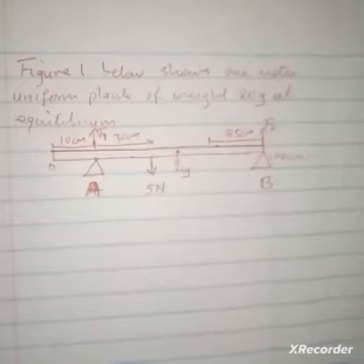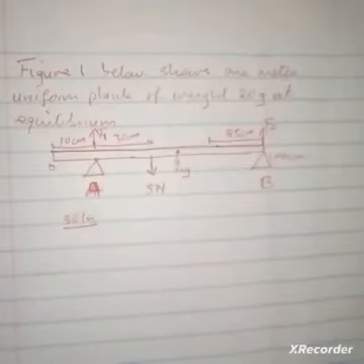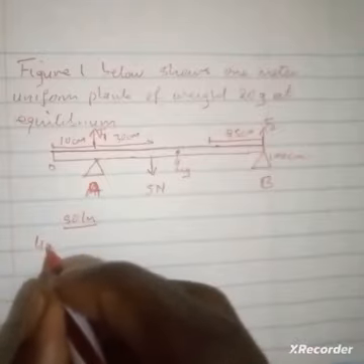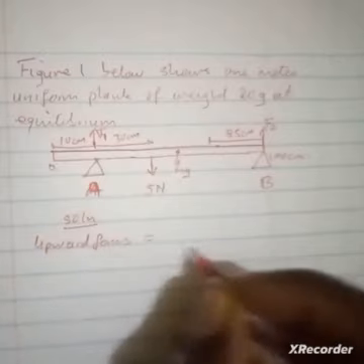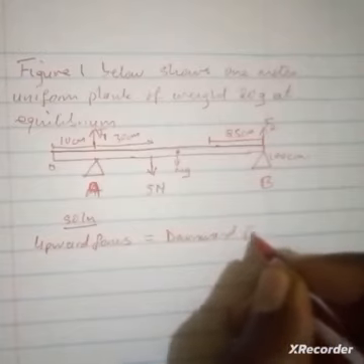Okay, now, so to determine the forces acting at supports A and B, then it means tunaenda kutumia both principles, the principle of equilibrium and the principle of moments. So first, wacha tuende to determine the principle of equilibrium. For equilibrium, tumesema the sum of upward forces is equal to downward forces.